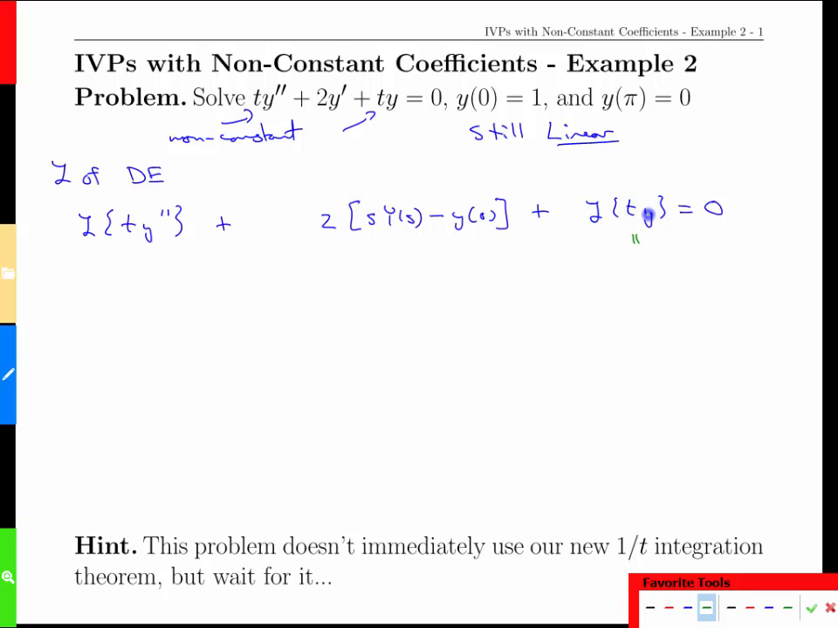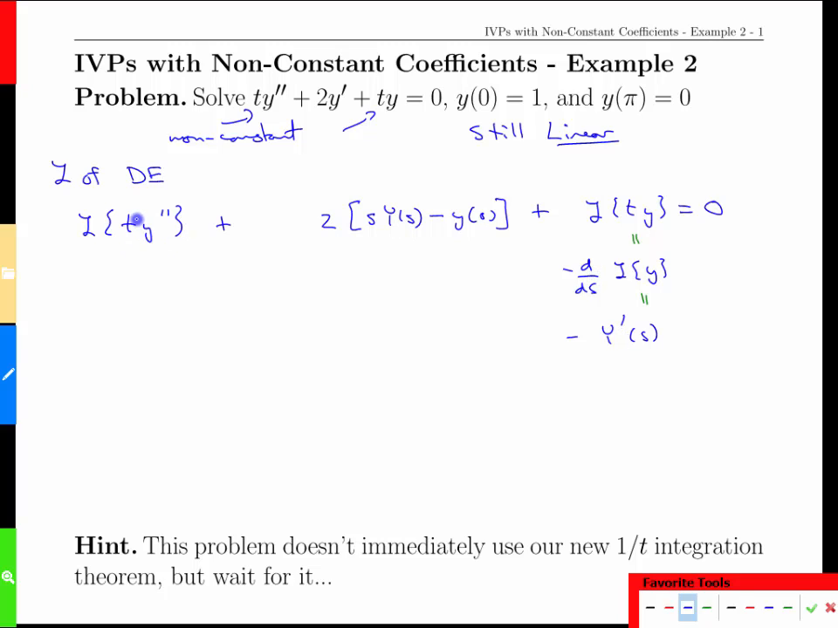The Laplace transform of t times some function is the same thing as negative the s derivative of the Laplace transform of y, and that is equal to negative Y prime of s. We take the transform of little y of t, we get capital Y, and then we take the derivative.